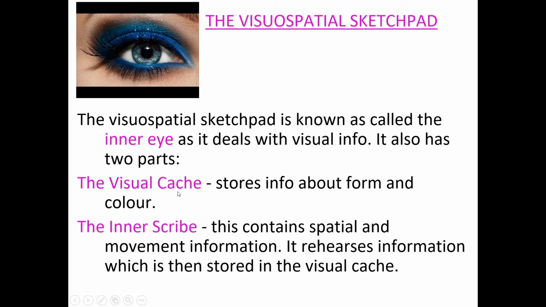I put it there. So the inner scribe is what writes on your memory. It's like a drawing or piece of writing, something you can see. It contains spatial and movement information.